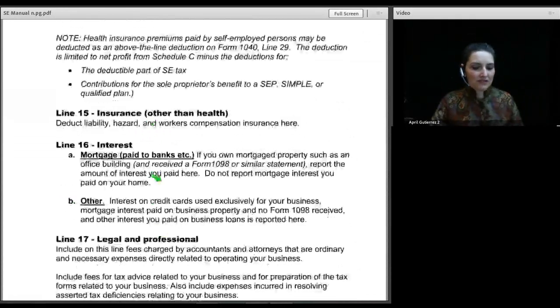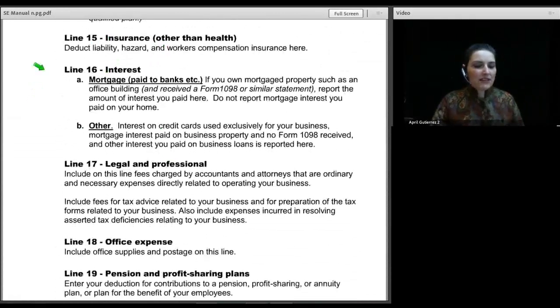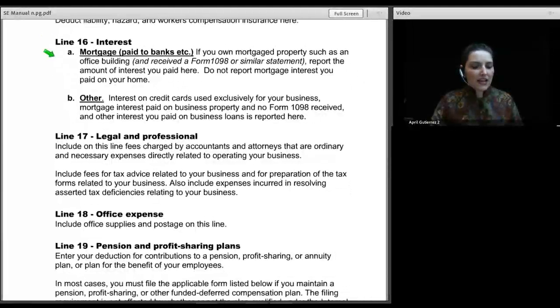Line 15, insurance other than health. On this line, you deduct liability, hazard, and workers' compensation insurance, but never health insurance, of course. On line 16, we have line 16A and line 16B. And on line 16A, you enter mortgage interest that was paid to banks.